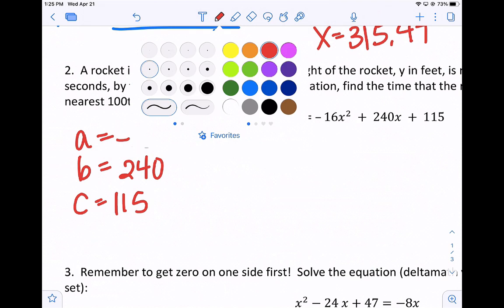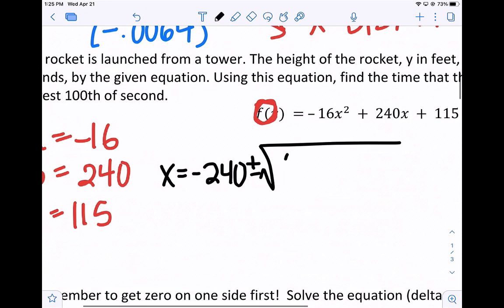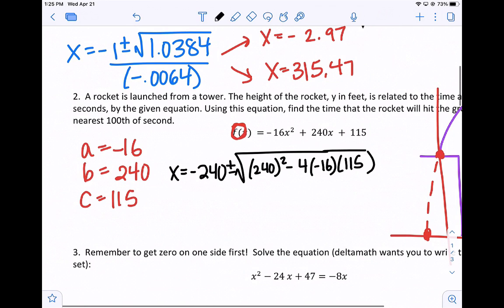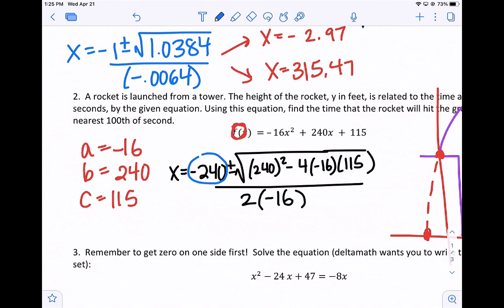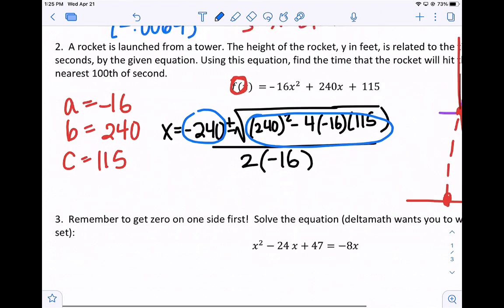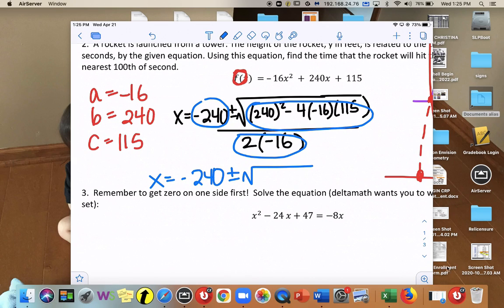And then we plug into the quadratic formula. So we have x equals the opposite of b, plus or minus the square root of b squared minus 4 times a times c, all over 2a. Again, I would like you to calculate these 3 numbers separately. You have your negative 240, this number underneath the radical sign, the square root sign, and then this number on the bottom. So x equals negative 240 plus or minus the square root of, and I'll just type this in my calculator.